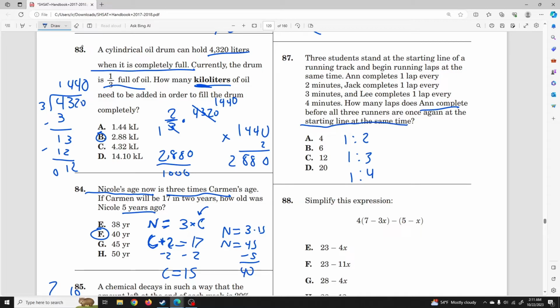So here we have a ratio of laps per time, right? And ratios can be expressed as fractions. So this is the same thing as saying 1/2, 1/3, and 1/4. So really, we're looking for a certain time where they all start at the same time. If this is their laps and this is their times, whenever these are all equal to one another, we know that they're all at the same point, right?